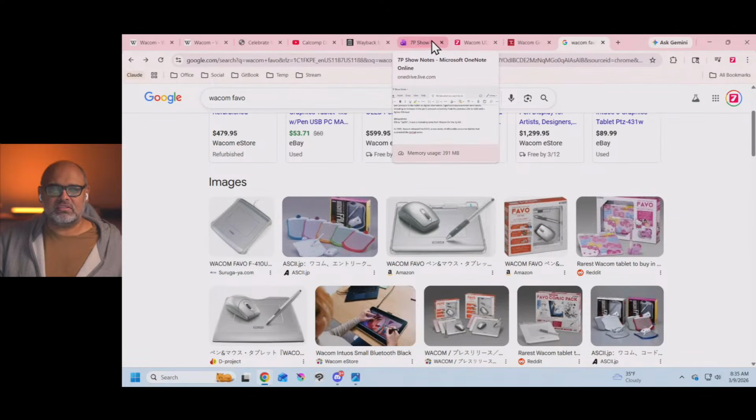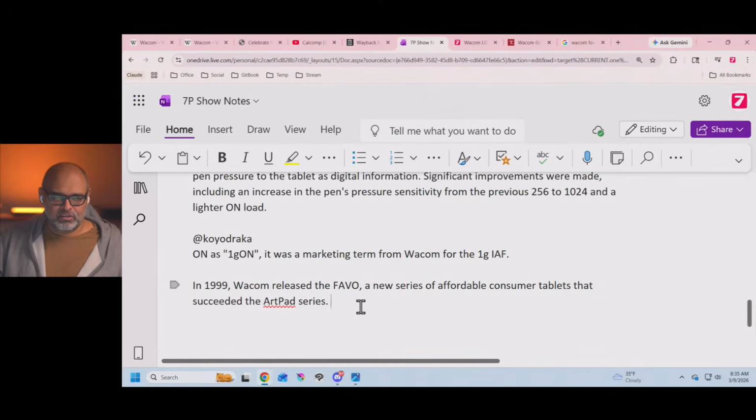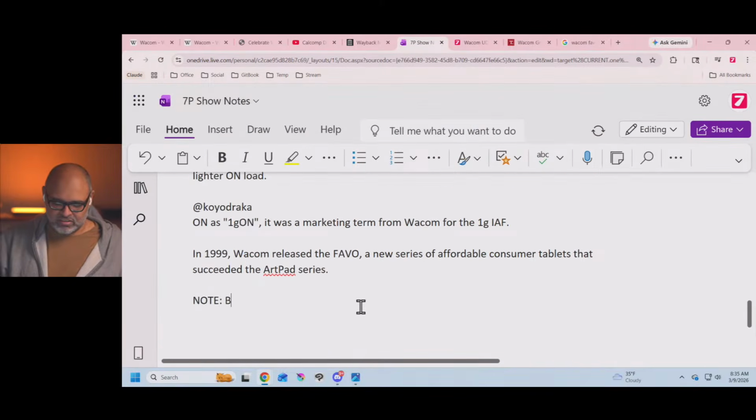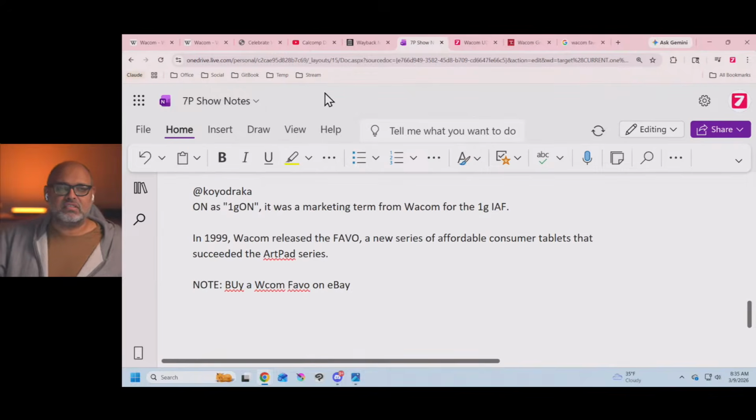I'll try to find one of these. Let me put a note to myself. Note, get a Favo. Buy a Wacom Favo on eBay, to add to my collection.